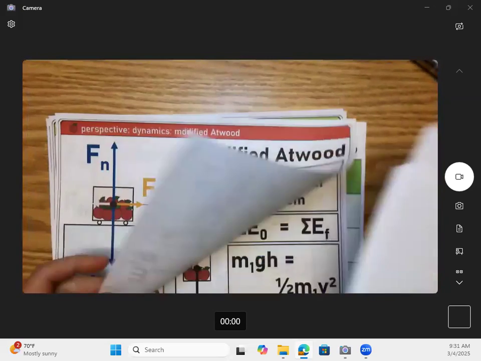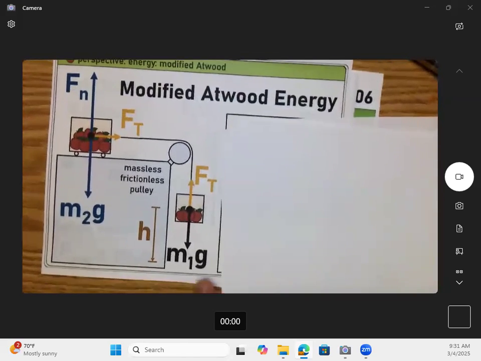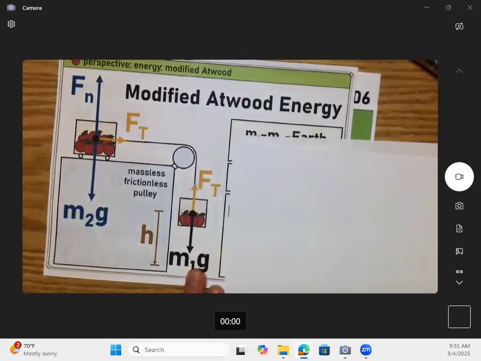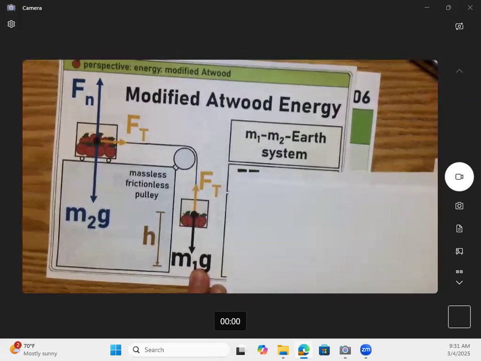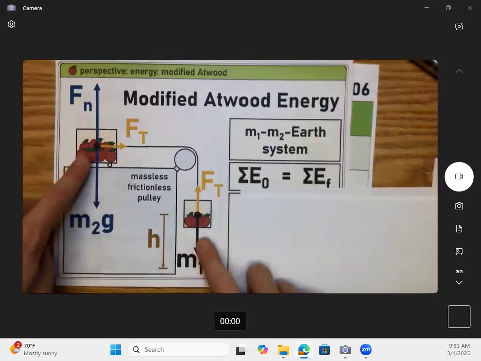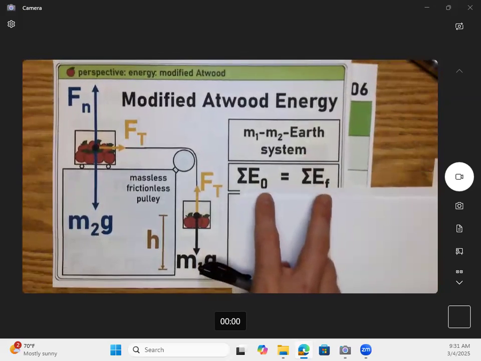Hey, it's the same picture. Only this time, let's skip over and do some energy. When I say energy, you guys are thinking of all that stuff right there. So I need the 2 blocks in the system, and I also need the Earth in the system to be allowed to consider mgh, gravitational potential energy. So here's my framework.